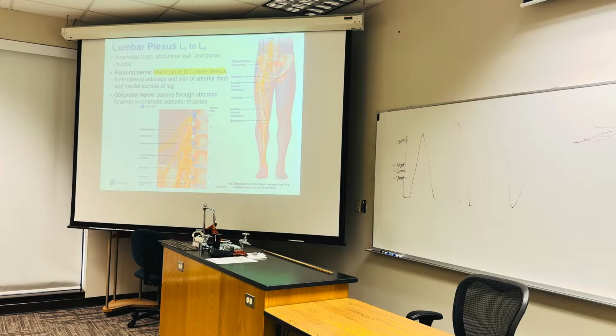Now let's talk about your lumbar plexus, which is going to innervate your lower extremities: the thigh, abdominal wall, and psoas muscle. So the major nerve here is the what? Femoral nerve. Just to let you know, in your exam, I will ask questions about what is the major nerve for the lumbar plexus, what is the major nerve from the brachial plexus, and what is the major nerve from the sacral plexus. Right? So make sure you know that and you know their function. Yeah, you have a question?